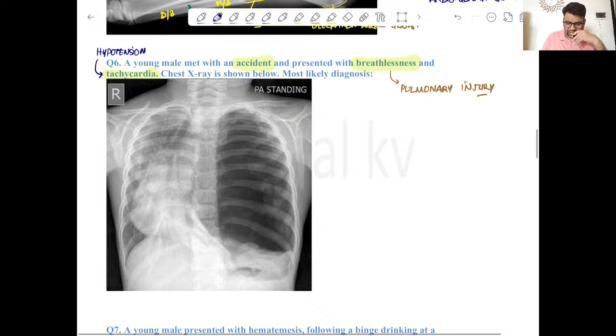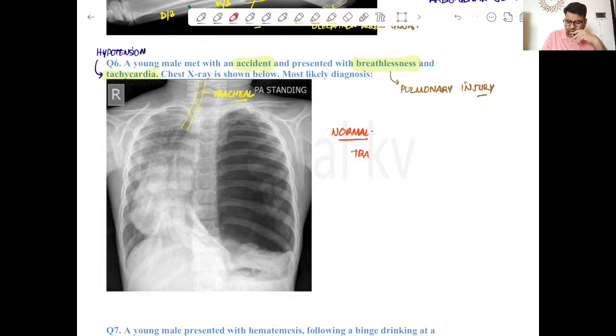Now what we can see in the X-ray here. To understand the X-ray, you have to notice 2-3 things. One of the important things is, if you see, there is a black tubular shadow like this, right? So this is actually the tracheal shadow. Normally the trachea should be in midline.